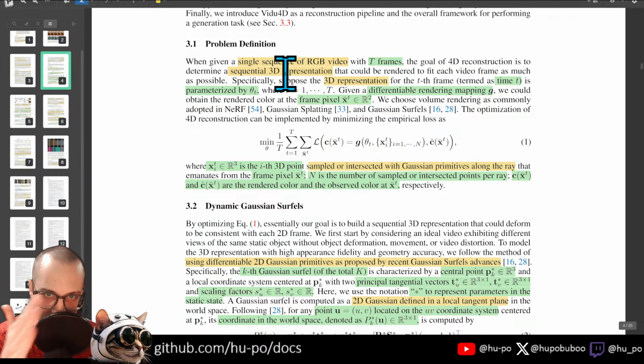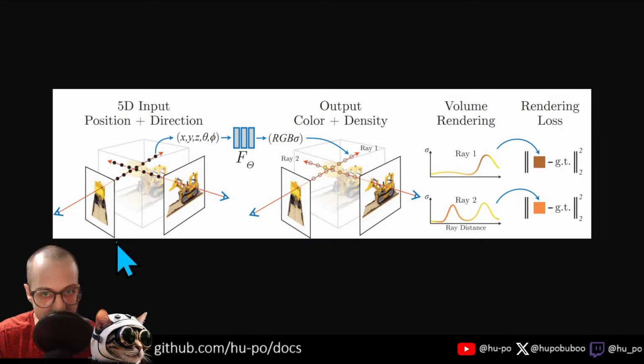So time is being discretized into these frames, much like space is being discretized into pixels, or 3D space is being discretized into these surfels. We're discretizing time into T frames. The Tth frame at time T is parameterized by theta T. So there's some parameters that you're going to be learning over time. You have some differentiable rendering mapping G and a frame pixel X bar T in R2. So R2 here means this pixel's just XY. It's in image space, right? So it's in this space right here. This is X or UV space, XY space, right? Just 2D space.